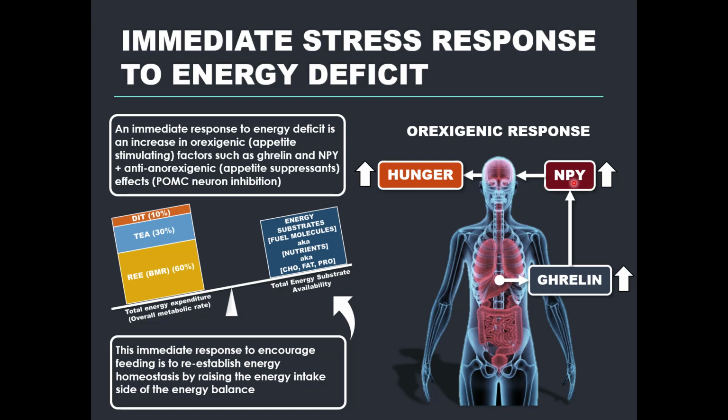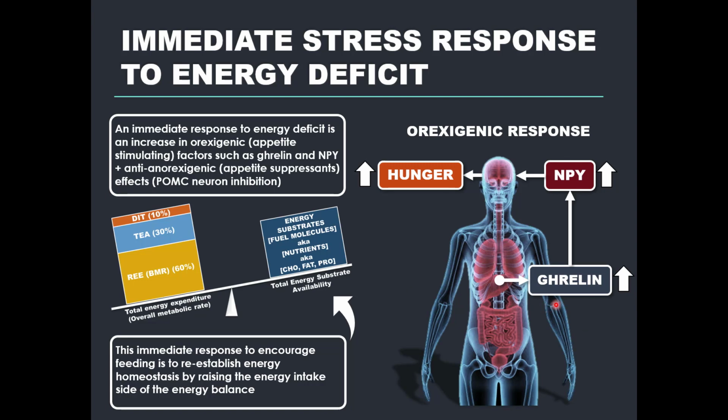Ghrelin then interacts with the hypothalamus in the brain, which increases the release of a neuropeptide called NPY, neuropeptide Y. Now, NPY acts like a neurotransmitter, which is a potent stimulator of appetite. This is why ghrelin is referred to as a hunger hormone. And together, ghrelin and NPY are orexigenic factors. They stimulate appetite or hunger.